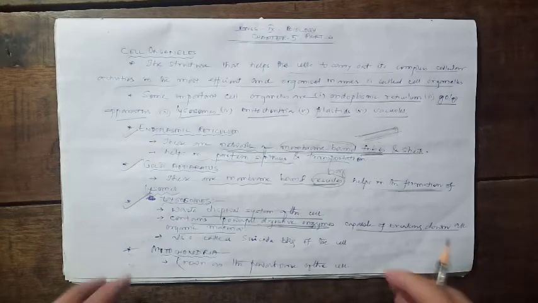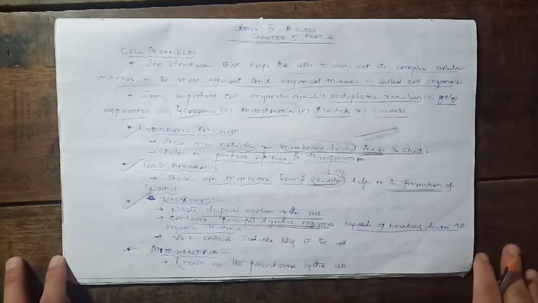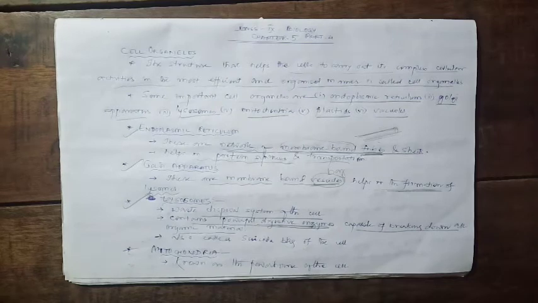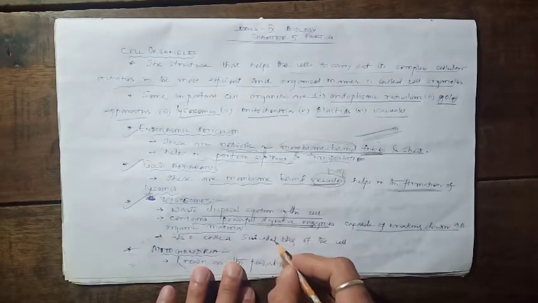When the cell grows old because of wear and tear, these digestive enzymes can kill the cell itself. So that's why the lysosome is also called the suicidal bag of the cell.